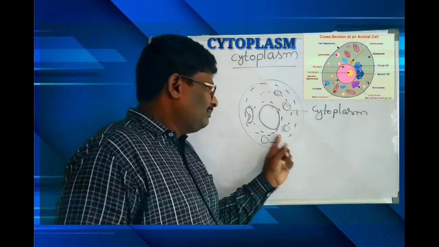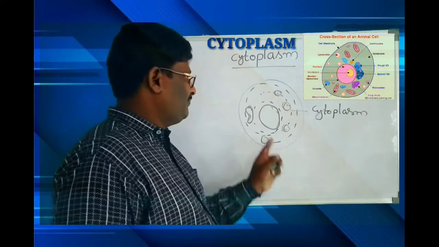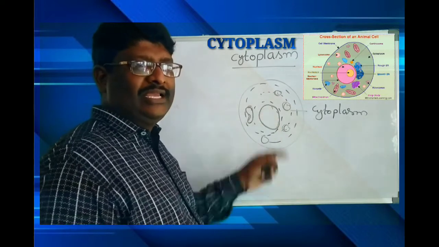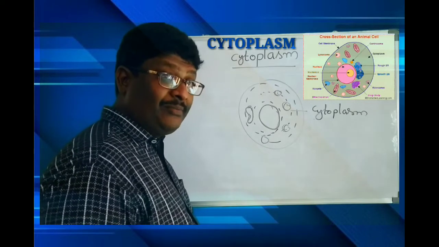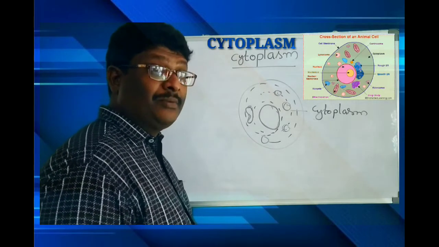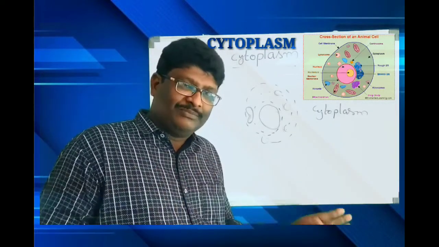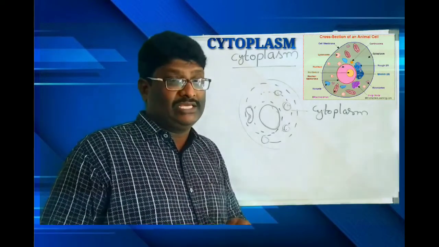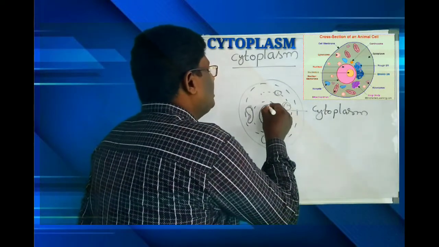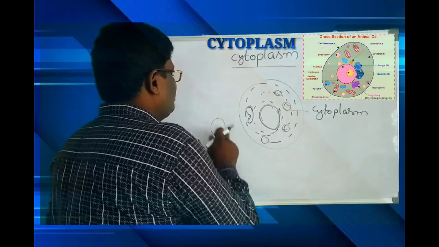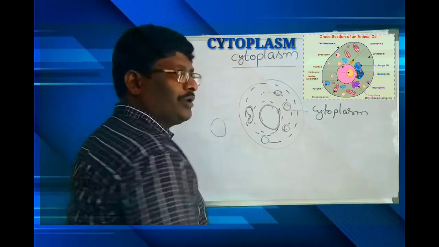Okay. But in prokaryotic cells, around the nucleus, the nuclear membrane is absent. Actually, some of the prokaryotic cells do not have a nucleus, but some of them do. Even though they have a nucleus, for example, this is the nucleus, around it the nuclear membrane is absent in some of the prokaryotes.